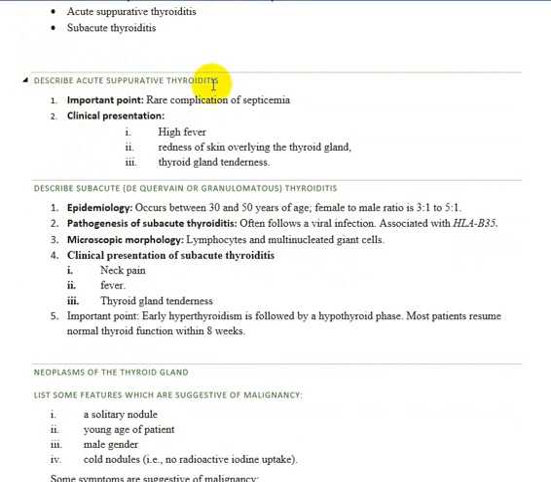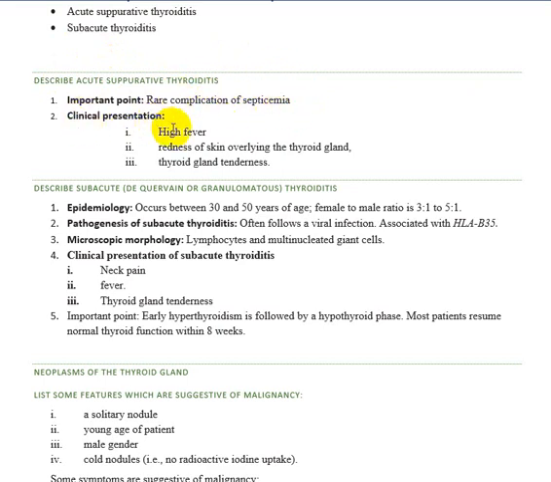So describe acute suppurative thyroiditis. An important point here is a rare complication of septicemia. So septicemia can really complicate it. So when you see an acute disease in modern medicine, it is mostly due to bacterial infection, and the bacterial infections which are mostly seen with acute disease are mostly streptococci and staphylococcus. So you can have a septicemia of acute thyroiditis. You know that this is a bacterial infection. Viral infections are mostly involved with chronic diseases. So here you have a rare complication of septicemia.